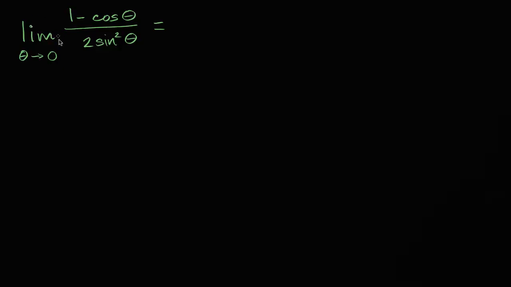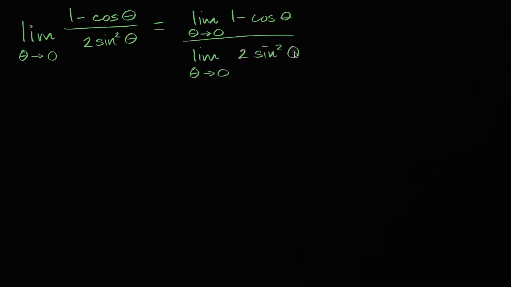Let's see if we can find the limit as theta approaches 0 of (1 minus cosine theta) over (2 sine squared theta). And like always, pause the video and see if you can work through this. All right, well, our first temptation is to say this is going to be the same thing as the limit as theta approaches 0 of 1 minus cosine theta, over the limit as theta approaches 0 of 2 sine squared theta.